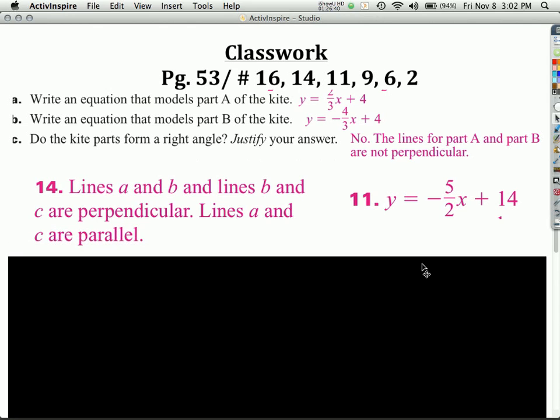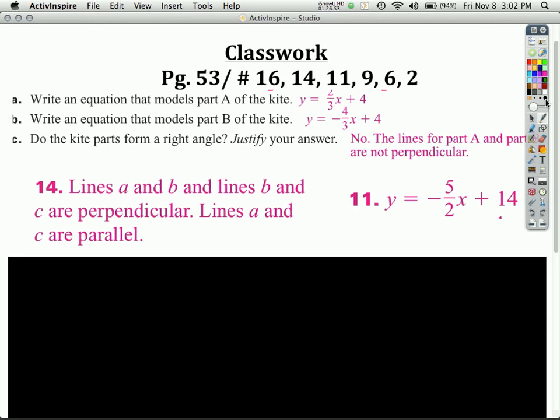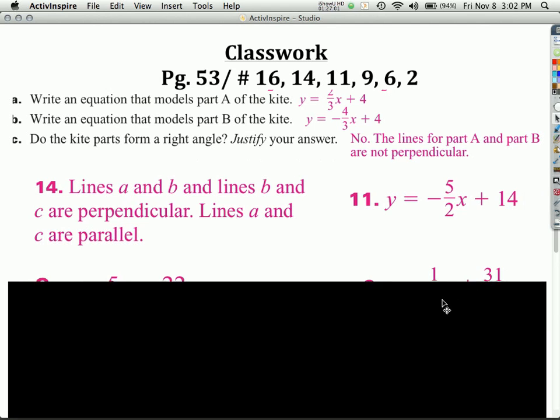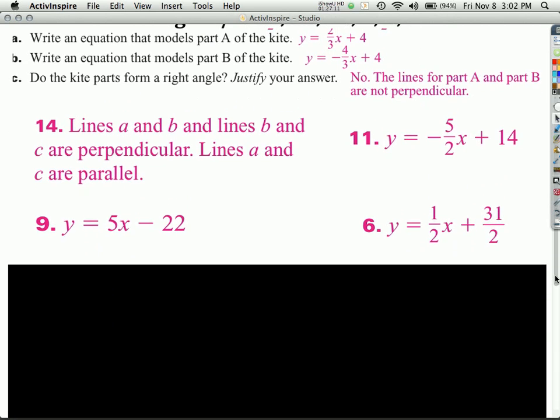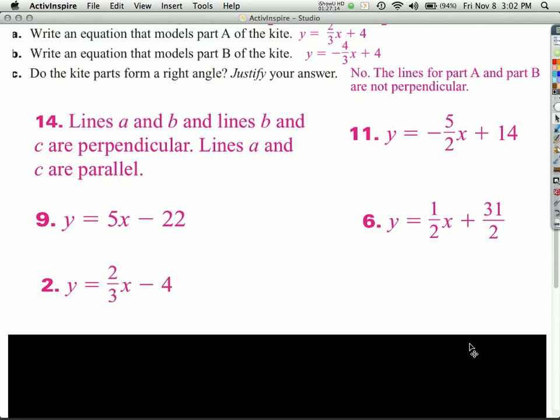Number 14. Lines A and B are perpendicular. Lines B and C are perpendicular. Lines A and C are parallel. Number 11. y equals -5/2 x plus 14. That was the equation I was looking for. Number 9, y equals 5x minus 22. Number 6, y equals 1/2 x plus 31 halves. If you put 15.5, that's the same thing. And number 2, y equals 2/3 x minus 4.